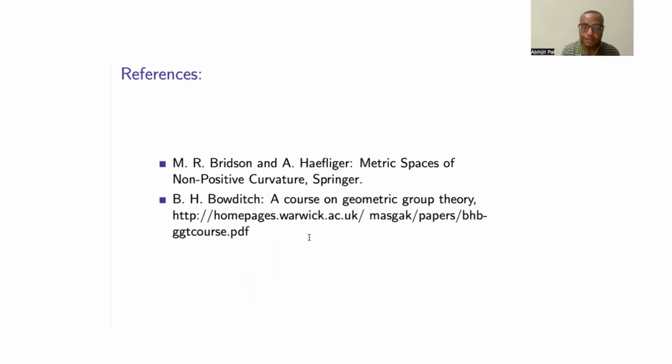For references, we'll refer to these two things. The first one is the book by Bridson and Haefliger. The title of the book is Metric Spaces of Non-Positive Curvature. And we'll also follow this note by Bowditch. The title of this note is A Course on Geometric Group Theory. Okay, I'll stop here.